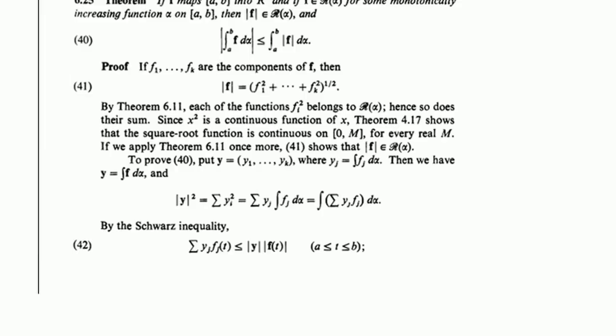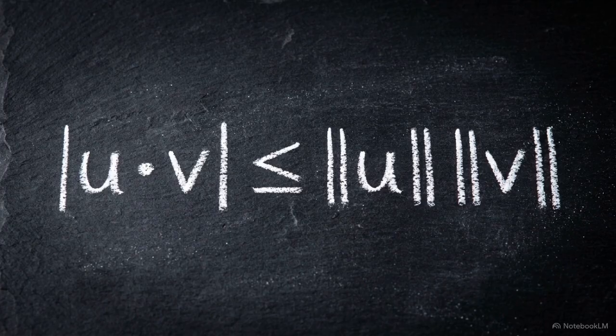He begins by defining a constant vector, y, representing the final value of our vector integral. He calculates its squared magnitude via a dot product. Because y is constant, it moves inside the integral, making the dot product the new integrand. This move allows Rudin to apply the Cauchy-Schwarz inequality directly to the function inside the integral.